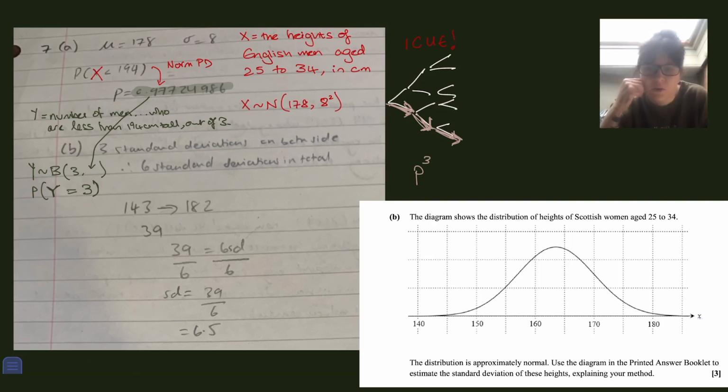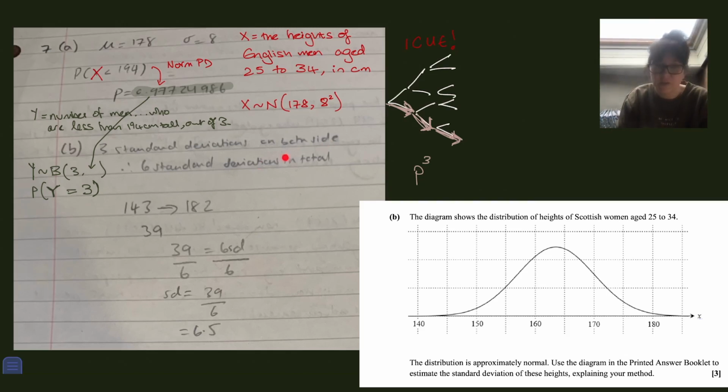Looks like you, again, know exactly what you're doing here. So now it's women, and they're Scottish. I honestly, genuinely had not read part B when I was talking about part A, I promise. But now we have Scottish women, still aged 25 to 34. Got the distribution, it's approximately normal, estimate the standard deviation, so you know exactly what you were supposed to use.